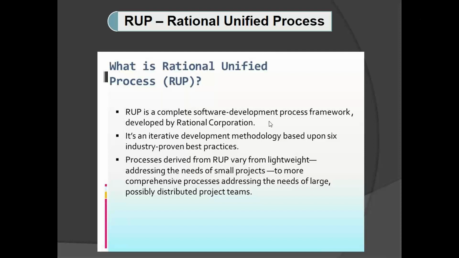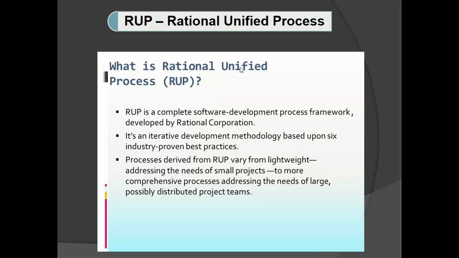RUP is a complete software development process framework developed by Rational Corporation. It's an iterative development methodology based upon 6 industry proven best practices. Processes derived from RUP vary from lightweight, addressing the needs of small projects, to more comprehensive processes addressing the needs of large, possibly distributed project teams.